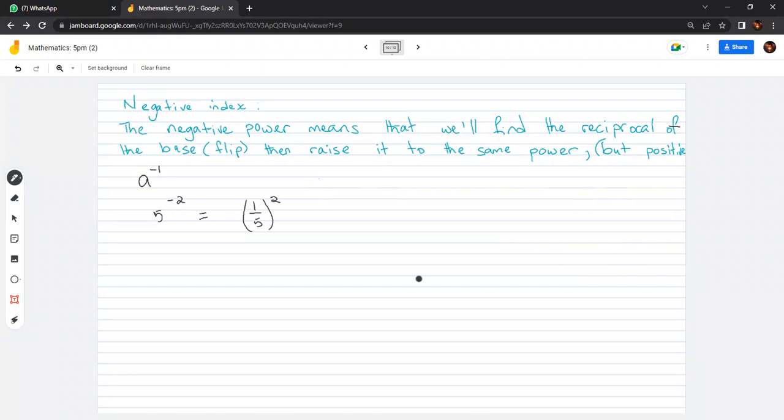If I gave you 2/3 to the power of negative 6, the negative sign means I'm going to find the reciprocal of my fraction, which means I flip the base. And it's going to be raised to the same but positive power. And when you have a fraction being raised to a power, it's actually the top to the power of that, divided by the bottom to the power of the same power.